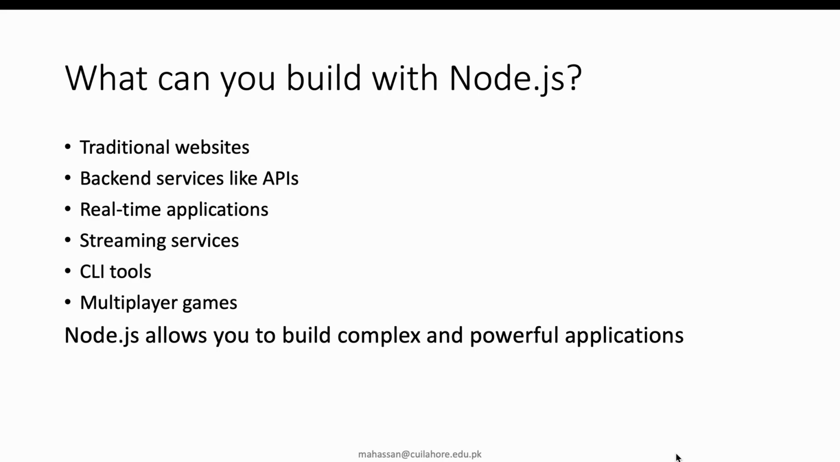You can build traditional websites, backend services like APIs, real-time applications, streaming services like Netflix, command line interface tools, multiplayer games, and much more. The bottom line is that Node.js allows you to build complex and powerful applications. Now let's take a look at the source code of Node.js and form a visual representation of the Node.js runtime. It is open source after all.